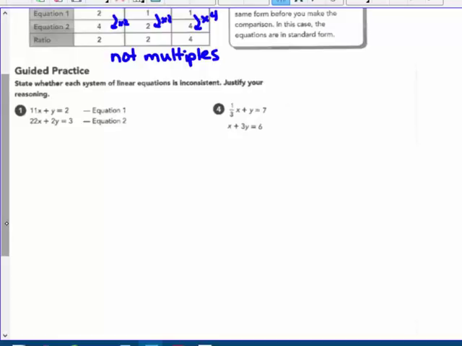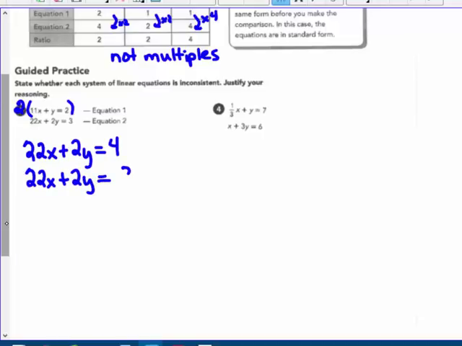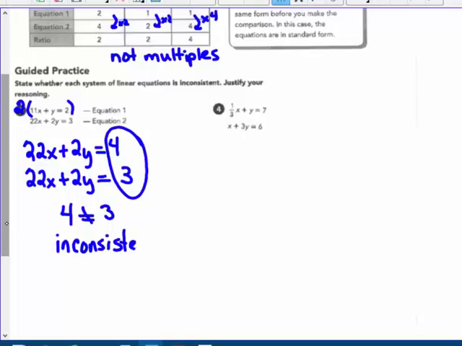State whether each system of linear equations is inconsistent. Justify your reasoning. I'm going to multiply the first equation by 2, so I would get 2x plus 2y equals 4. And then the second equation is 2x plus 2y, looking good so far. Oh, it's 3. Since these are not multiples of each other, when we subtract these two equations from each other, 4 will not equal 3, so it's inconsistent. They are not multiples of each other.